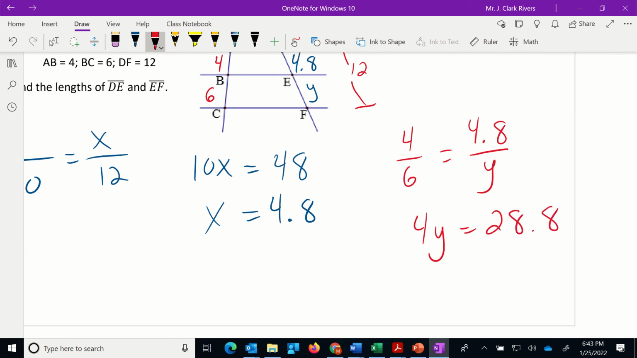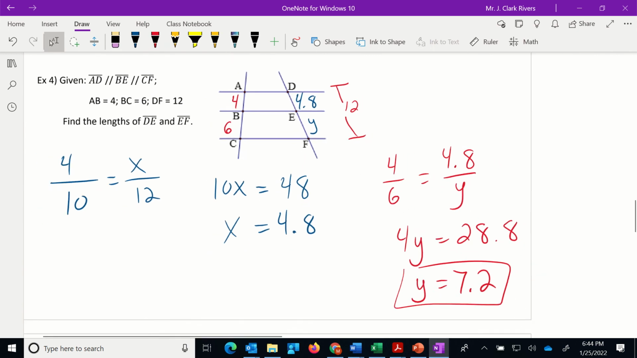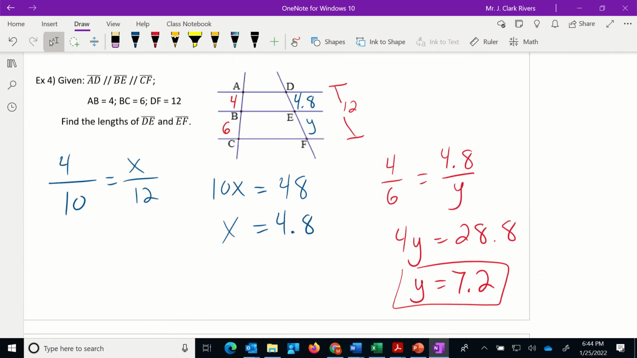Divide both sides by 4, and we get Y equals 7.2. Okay, so there you go. There's the length of Y, or EF, I should say. And let's change that from, let's say DE. Hang on a second. Let's say DE equals 4.8.